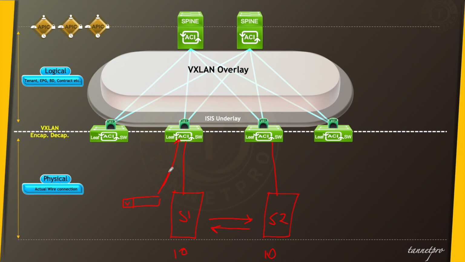Once this packet reaches this leaf switch, and here I have shown that there is one VTEP, each leaf switch has one VTEP. What is a VTEP? A tunnel endpoint, which I explained in my What is VXLAN series, which might show in the top right corner in the i button. Please watch that one also, so that you can get clear about how VXLAN works.